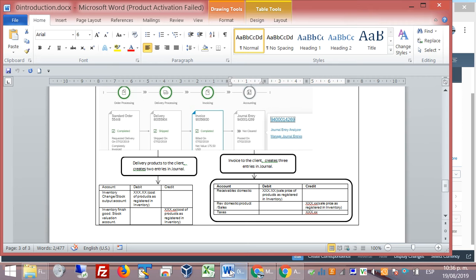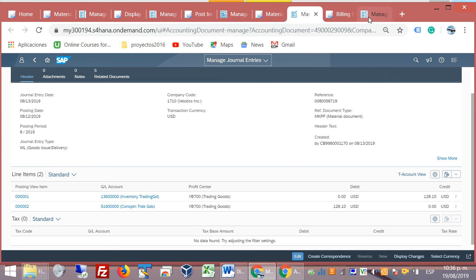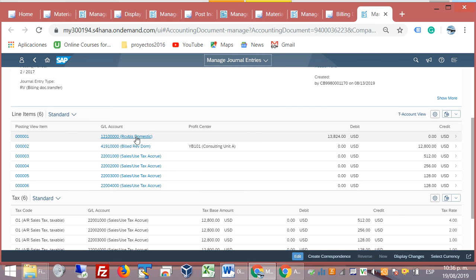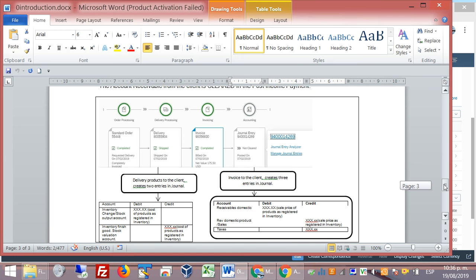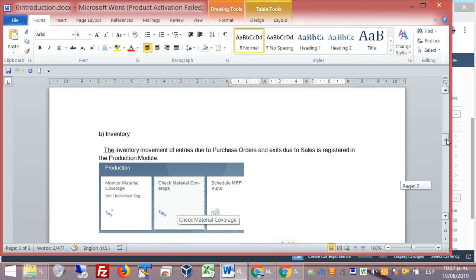And next we are going to do the delivery processing. Next we are going to invoice the documents to the client, and that means that these journal entries are created because we generate this invoice to the client. So these are represented here like a receivables domestic on the debit, and all the other accounts affected that will balance this transaction. Also, we're going to see what are the movements of the inventory.